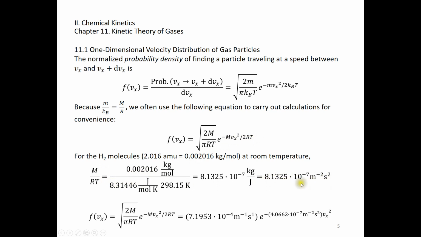Make sure you have the right units. And then we have the expression of the probability density. You plug in this molar mass over RT here, and over here you get this function. You can see the unit is second over meter. I explained why that is. And you have this equation. If you integrate this over a range for speed from 0 to infinity, you should get 100%.